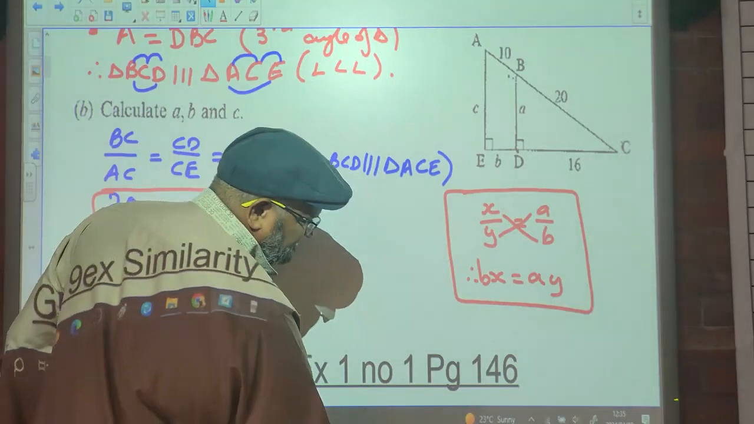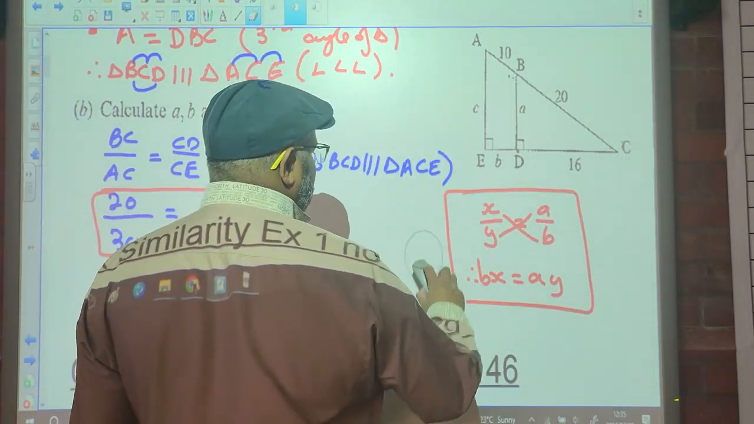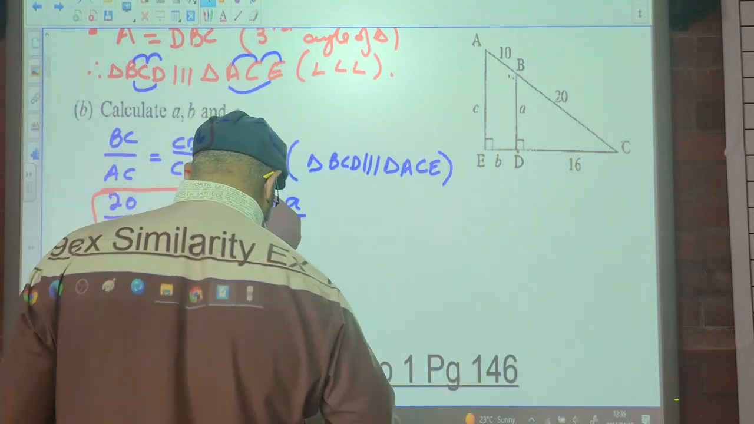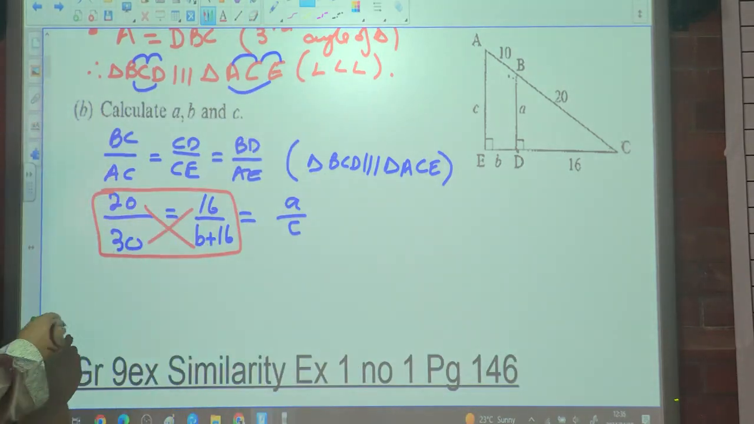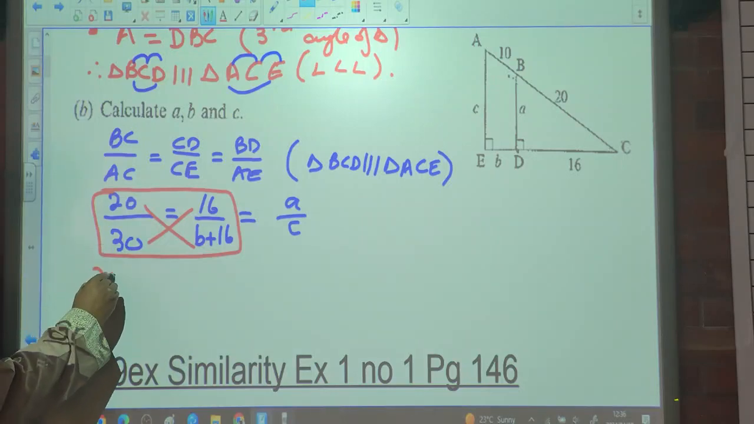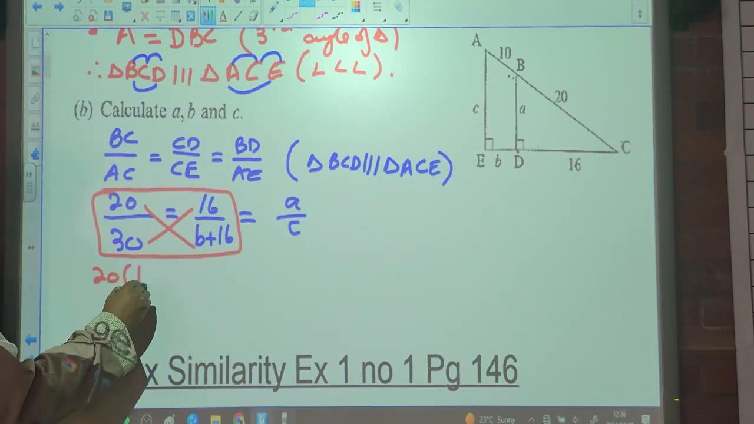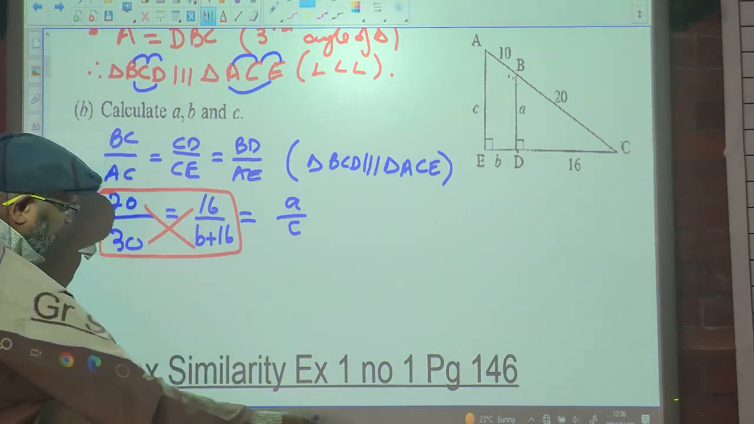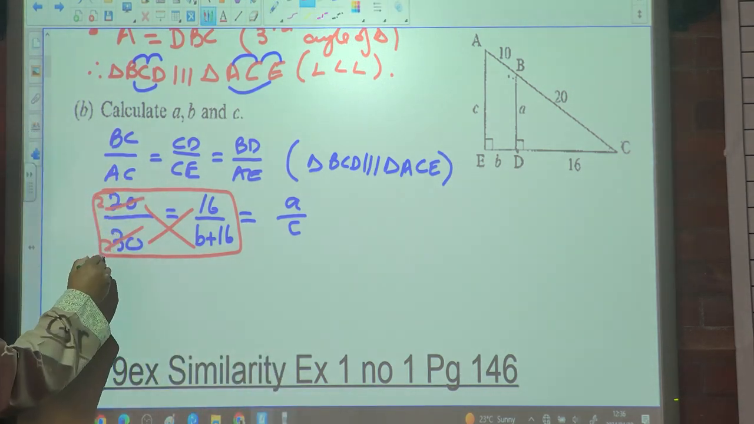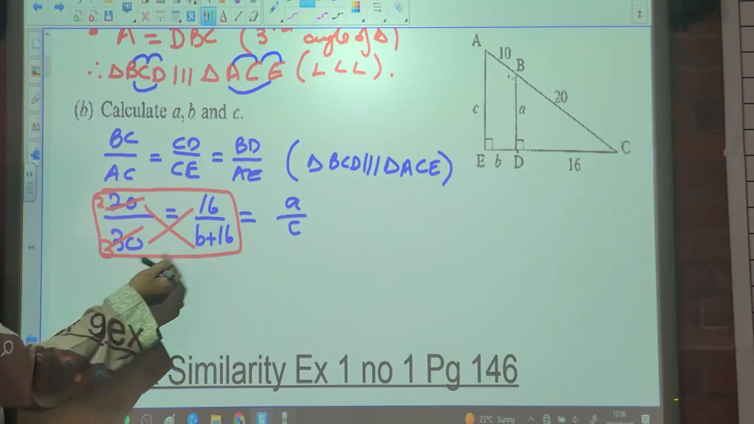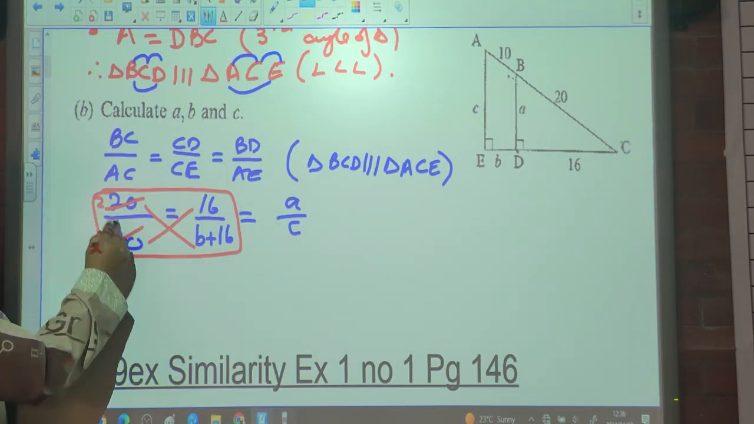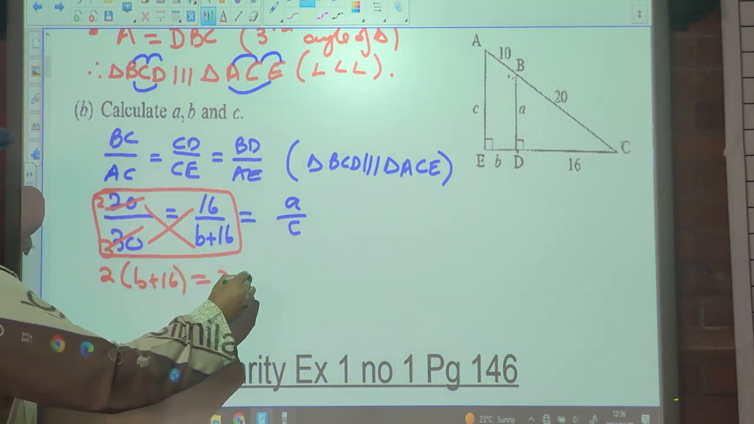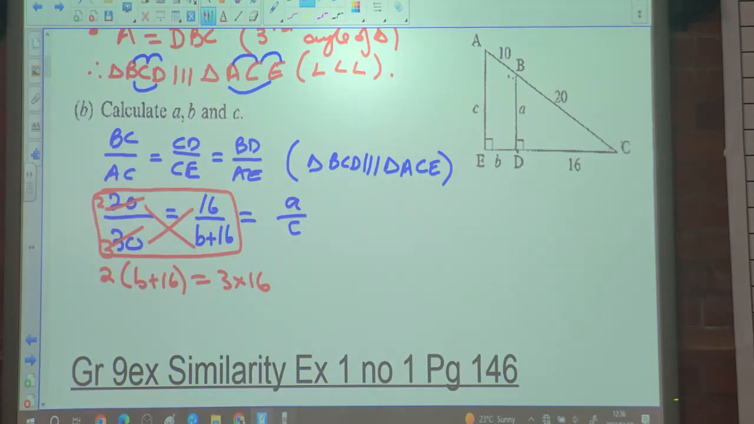So what do we say now? Cross multiply here, what do we get? We get 20 into b plus 16. Or I can simplify this and it can give me 2 over 3. Now I go into big numbers, so it's 2 into b plus 16 is equal to 3 times 16. You all agree with that?